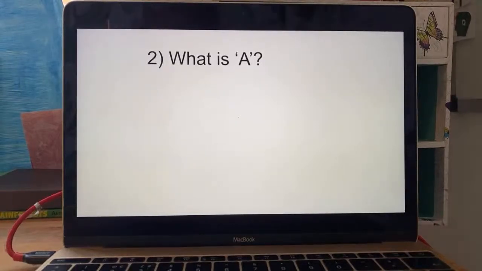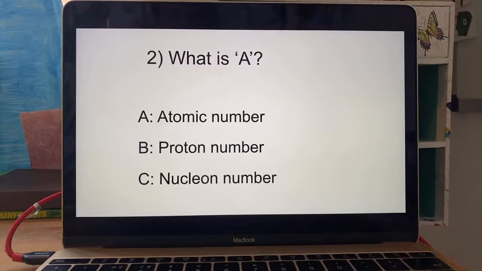What is A? What do you reckon? Can you give me both names for A? Can you tell me in your own words what A is? I'll put your multiple choice up. Is A atomic number, B proton number, or C nucleon number? Which one of those is represented by A?